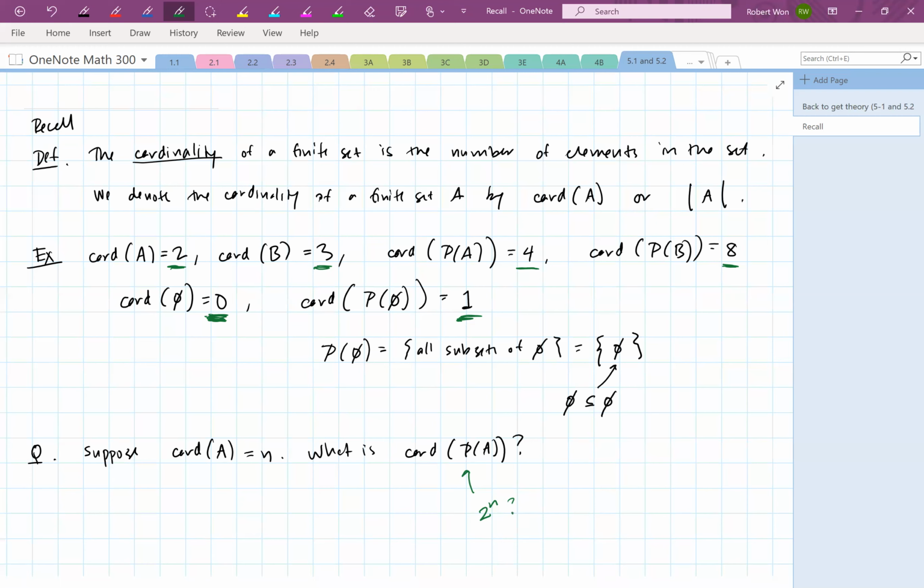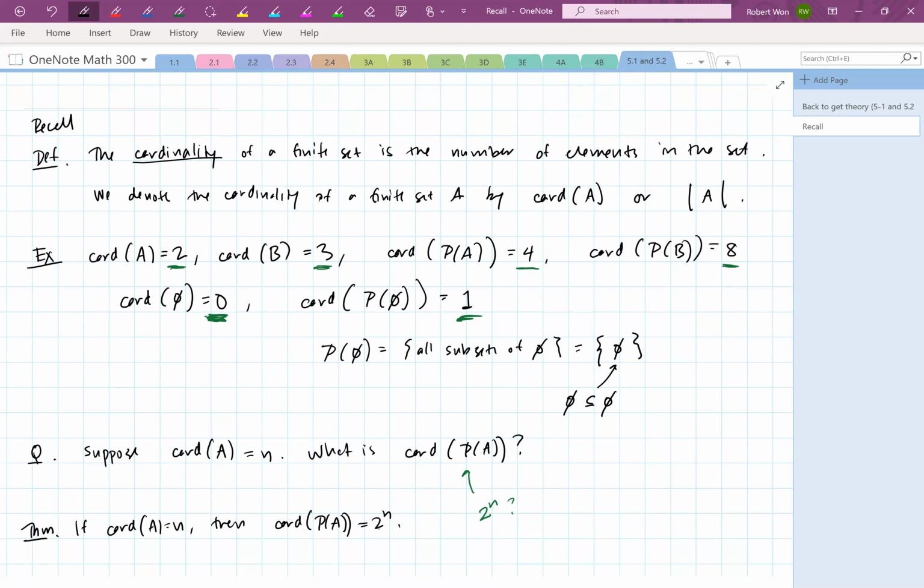And you should prove this as an exercise, but I'll call it a theorem here. If cardinality of A is n, then cardinality of the power set of A is 2 to the n. Okay, so you should prove this because it's a nice exercise in proof by induction. Well, the base case is when n equals 0. When n equals 0, the only set with 0 elements is the empty set. And we already saw that the cardinality of the power set of the empty set is 1. So that'll be the base case.